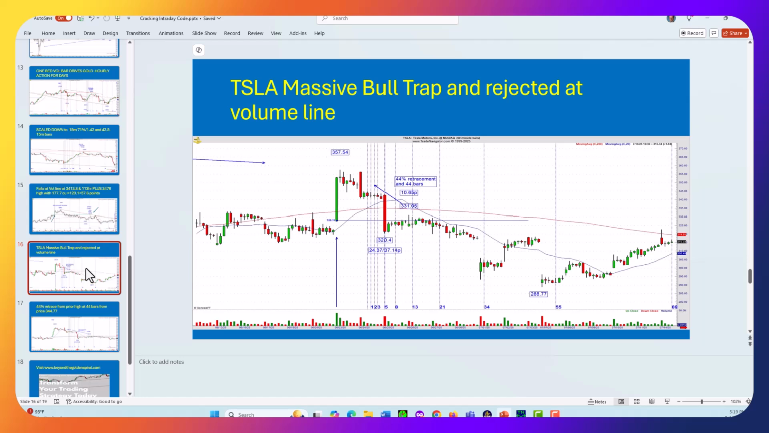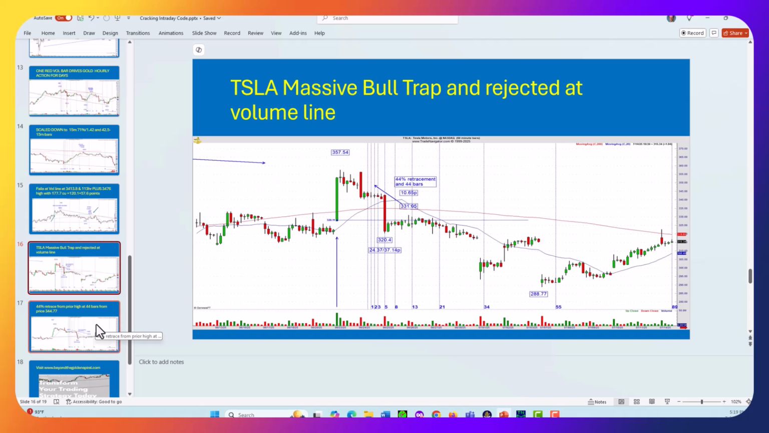And then we have Tesla. This is probably the ultimate massive bull trap that you will see on an hourly chart. The highs in a larger time frame. Okay? The gap up, this is your gap and crap, right? Look at that. Ultimately, it comes to this bar. It's a 44% retracement at 44 bars.